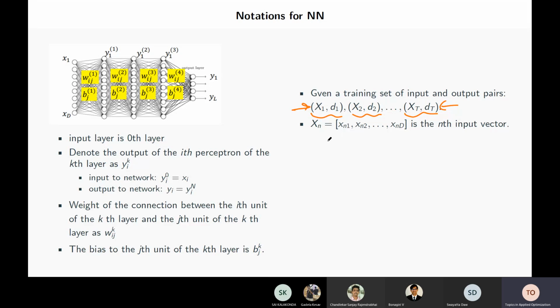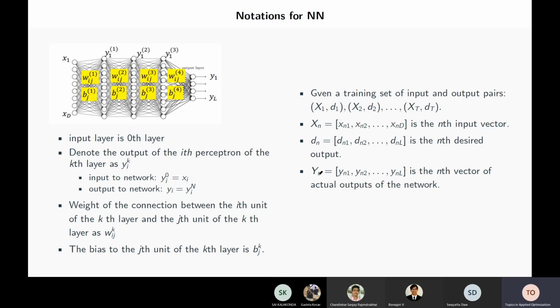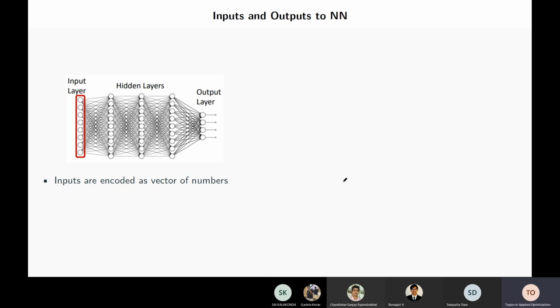So our labeled data is this, and the sample xn can have so many components, and dn can also have many components. And yn can be a vector, the nth vector of the actual outputs of the network, and we will sometimes drop the first subscript n when referring to a specific instance. So these are the notations.